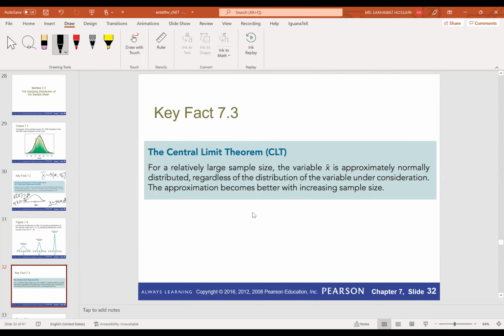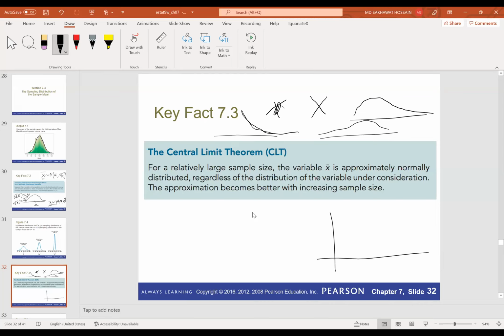Now, what if the population distribution is not normal? Previously it was normal. Now, if it is a skewed distribution like this, maybe right skewed or left skewed, or it could also be Z shaped, or maybe like this. So if the distribution of X is not normal, then what will happen to the distribution of X bar? It depends on the sample size.